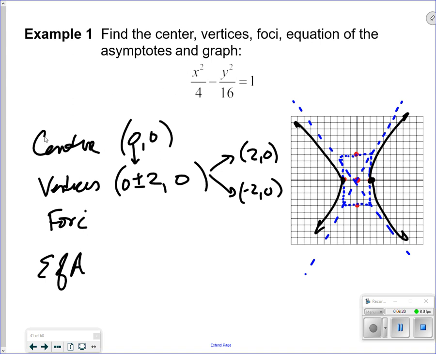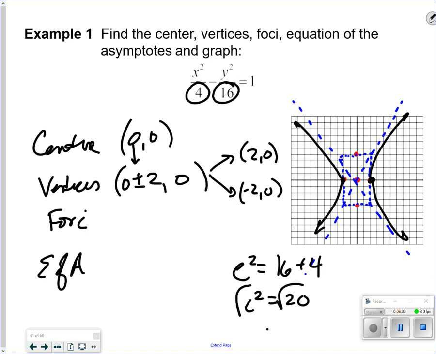Next, I want foci. In order to do the foci, I need c. C squared is equal to a squared plus b squared. So I'm going to add those two together. So 16 plus 4 is 20. Square root. So plus or minus the square root of 20, which is 2 square roots of 5. The question becomes, do I add it with x or do I add it with y? Remember, this is a left and right hyperbola, so I'm going to add and subtract the c value to the x of the center. So notice the vertices, you're going to add the a value, and the foci, you're going to add the c value to the center.